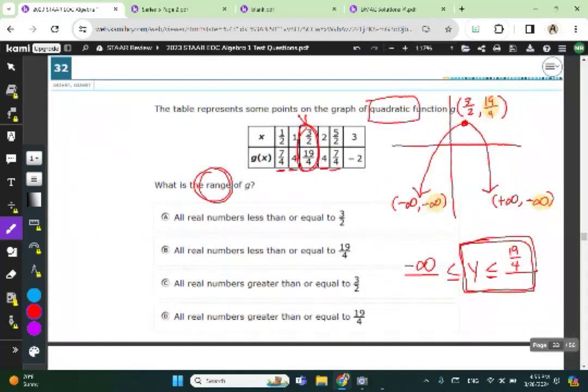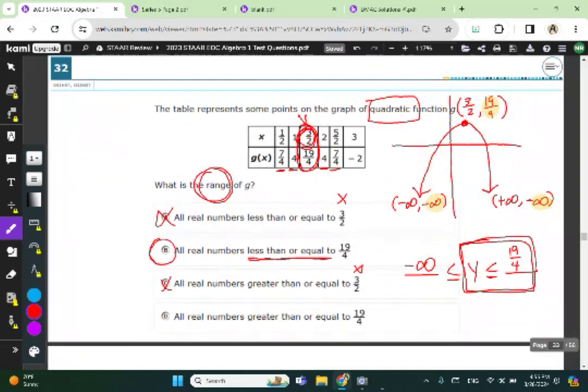Now, if you look closely, 3/2 is an x value anyway. So you should get rid of anything that represents an x value. And now from there, you didn't have to flip it. So it is less than or equal to 19/4.